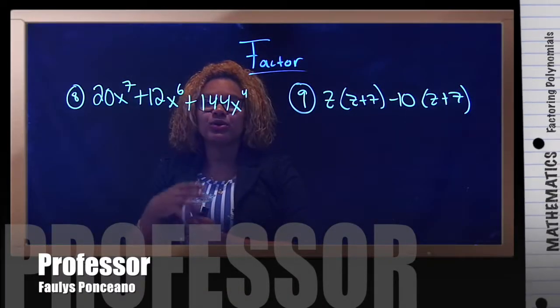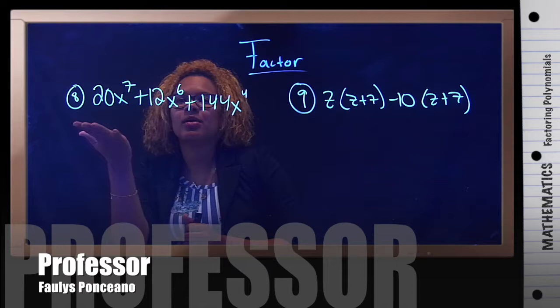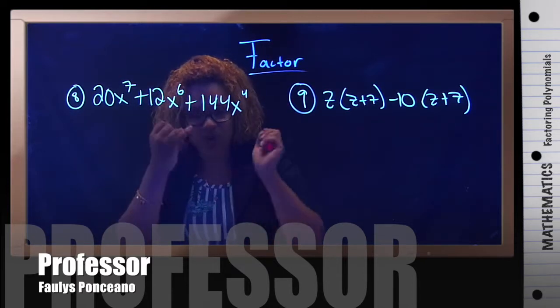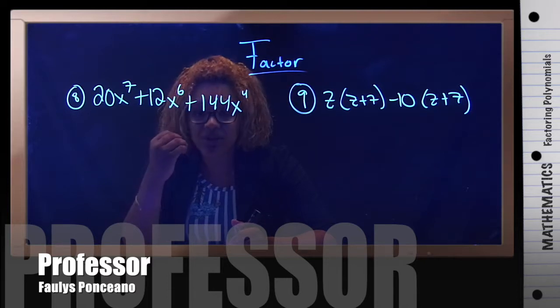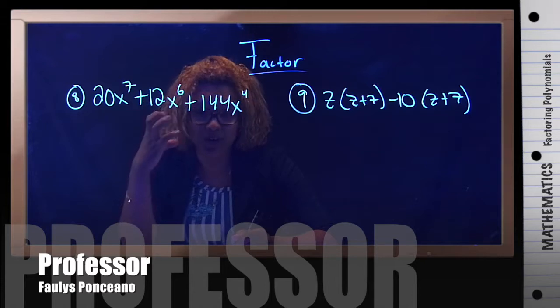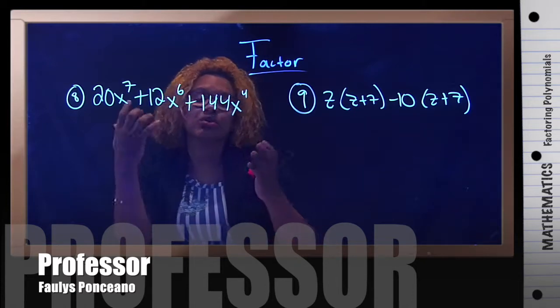In this example, we're going to factor. For the first example, we're going to see, whenever you're factoring, the first question is always if there's a GCF. You have to ask if there's a greatest common factor between the numbers and the variables. And if so, you have to pull it out.